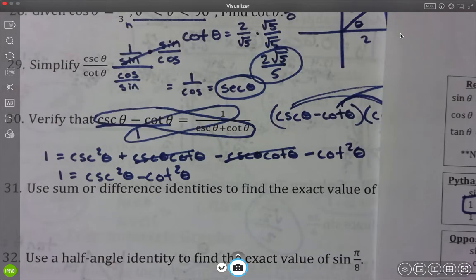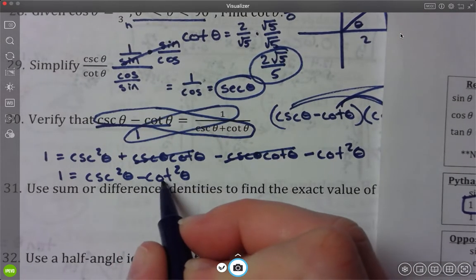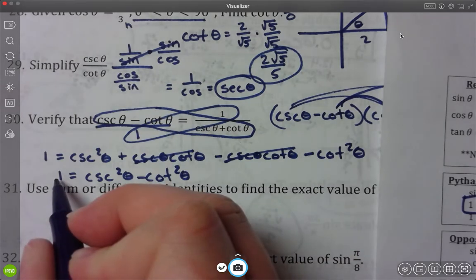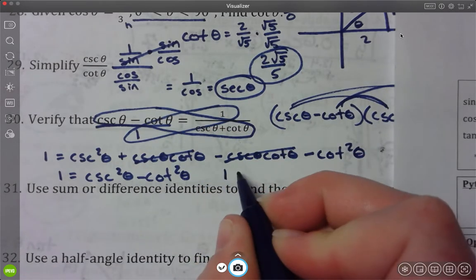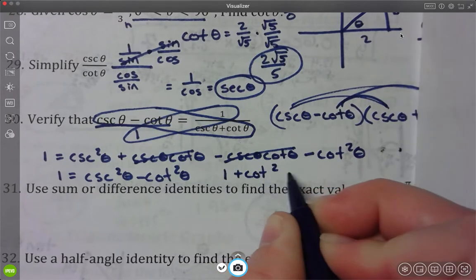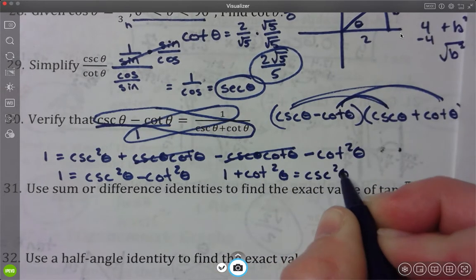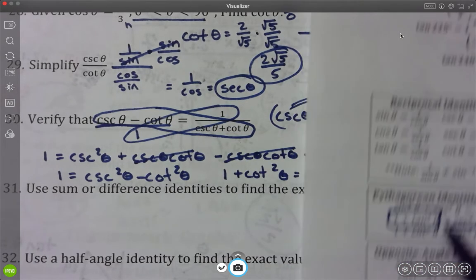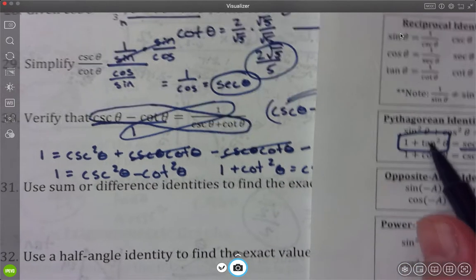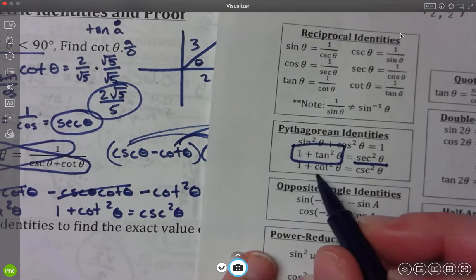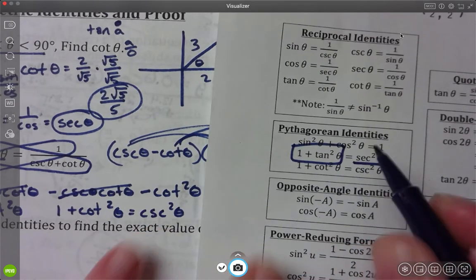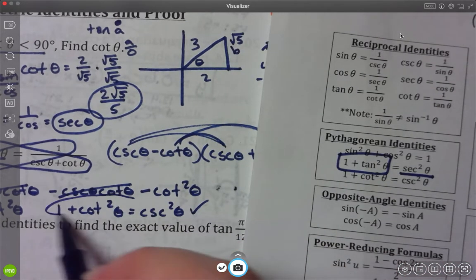So basically what I can do is add this cotangent to the other side, and that will become 1 plus cotangent squared theta equals cosecant squared theta, which is exactly what this trig function says here. Okay, I'm going to scoot it over. 1 plus cotangent squared theta equals cosecant squared theta. So we can go ahead and stop because those two things are the same as each other.